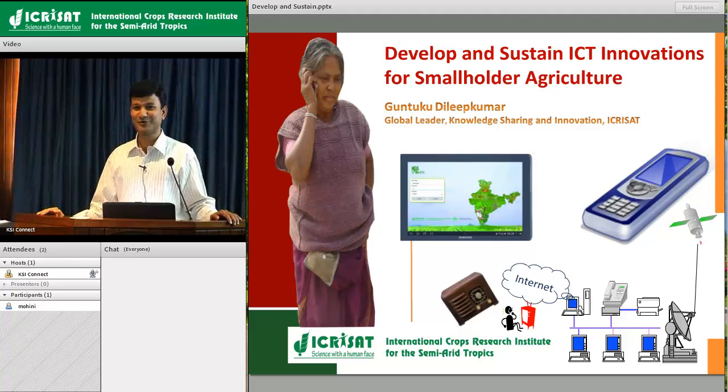Like the elite groups only, they are enjoying these contemporary ICT benefits, but not the smallholder farmers. How do we bridge this gap? How do we eliminate the digital divide? But that's not happening thanks to the mobile revolution.